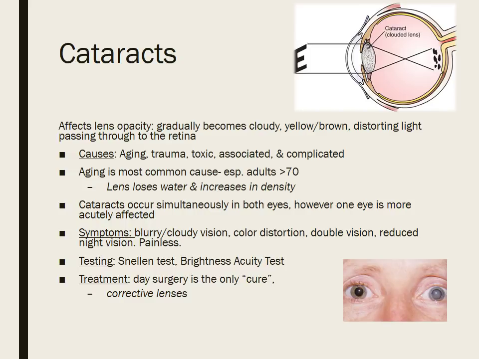Cataracts usually happen in both eyes, but oftentimes we see it more acutely in one eye versus the other. So the symptoms, things that we would expect to find, is a decreased visual acuity. So changes in their prescription, reduction in night vision. They might have blurry or cloudy vision, decrease in color perception or color distortion. They could see double vision, and this is a painless loss of vision. So it's progressive and it's painless.